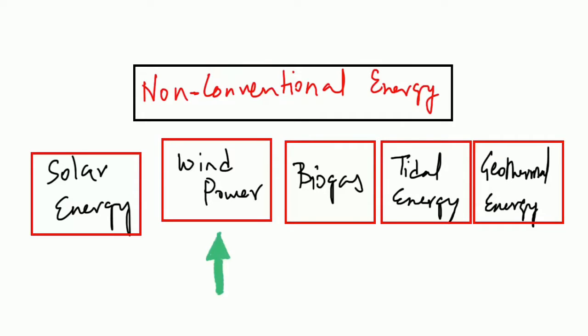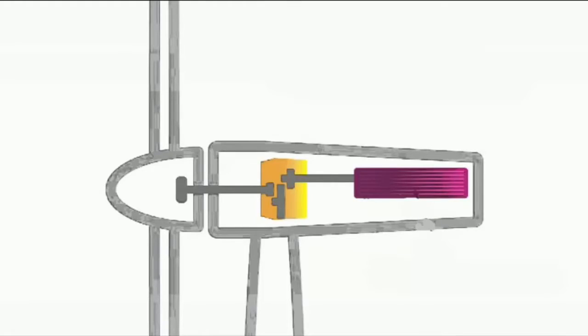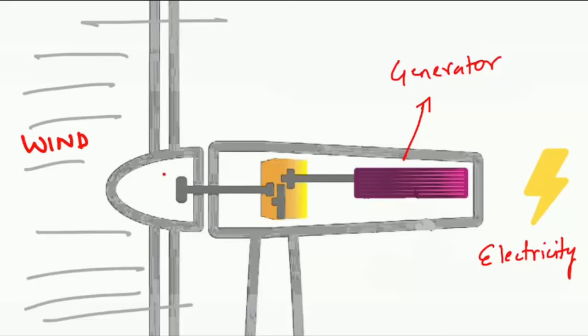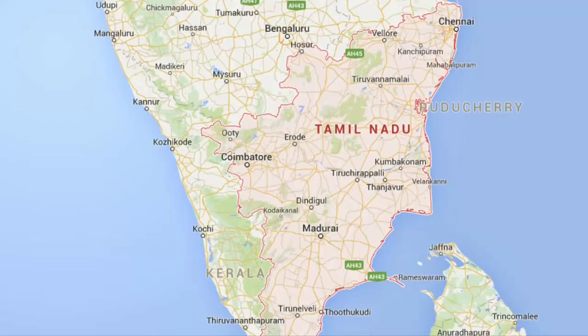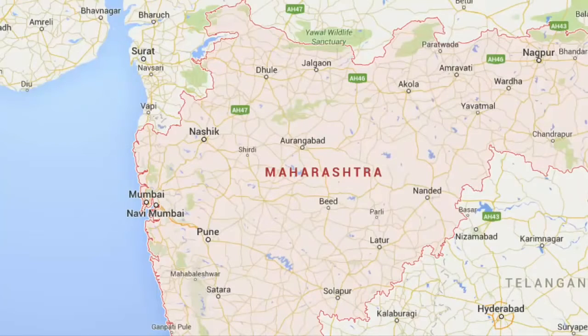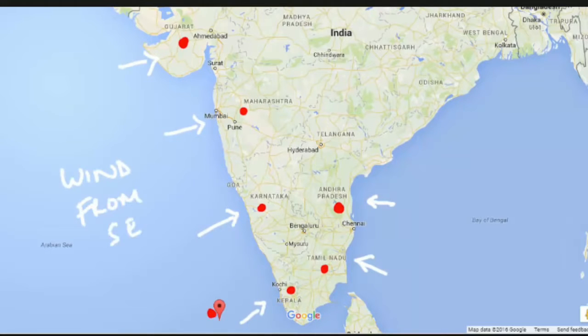The second non-conventional energy source is wind energy. This is done by using a large wind turbine, usually consisting of propellers. The turbine is connected to a generator to generate electricity. As the wind passes the turbines, it moves the blades, which spins the shaft, and that generates electricity. The largest wind farm cluster is located in Tamil Nadu, Andhra Pradesh, Karnataka, Gujarat, Kerala, Maharashtra, and Lakshadweep. And if you look at these places, they all are located at coastal region. Hence, wind from sea is in abundance.